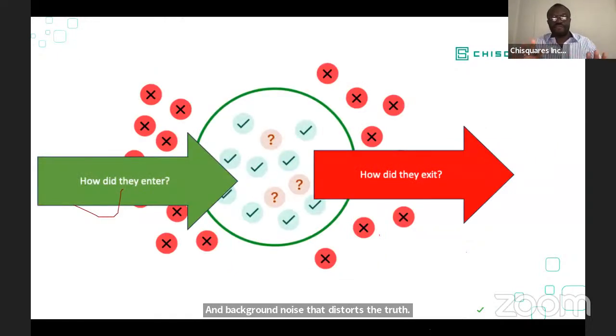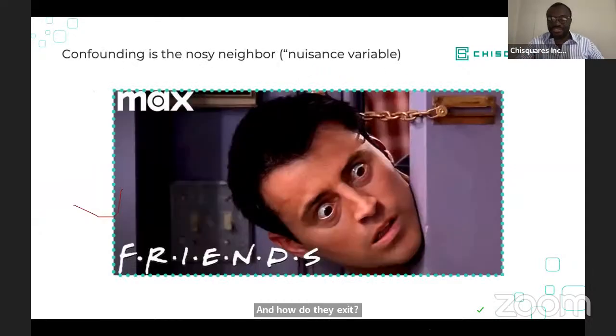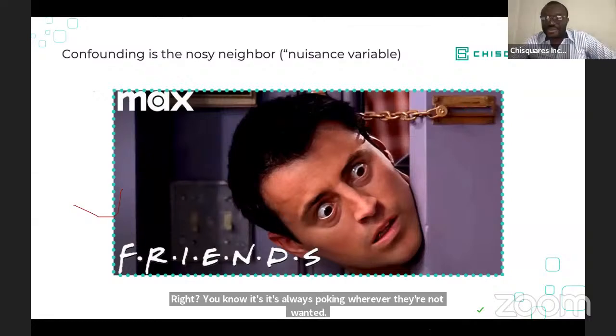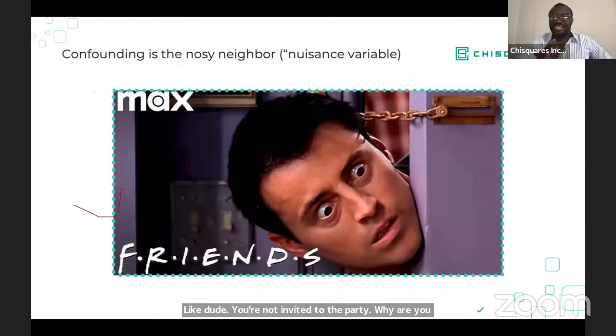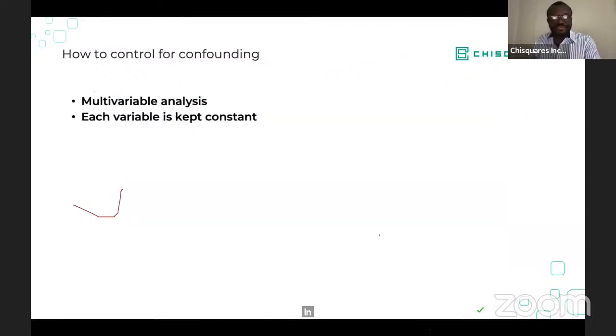So again, this is another way of visualizing selection bias. How did people enter the study and how did they exit? If there are differences between the study arms, then that gives us selection bias. You can think of confounding bias as the nosy neighbor, right? You know, it's always poking their head in wherever they're not wanted. Like, dude, you're not invited to the party. Why are you here? All right. So that's why we call confounding variables the nuisance variable in epidemiology, because they are unwanted, but they just want to be there by all means.